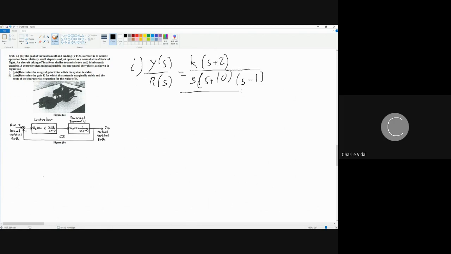The bottom part is going to be 1 plus. It's plus because this part is negative, as we know. And it's going to be the same thing. K times s plus 2 over s plus 10, over here is the s, and s minus 1.